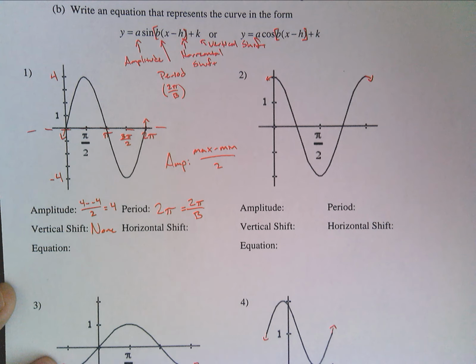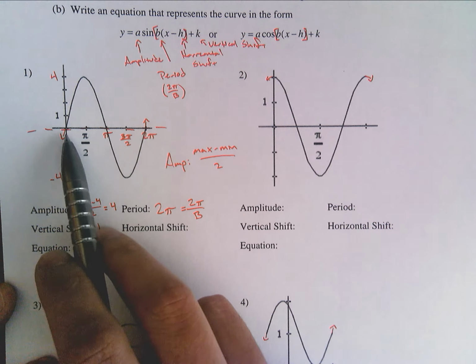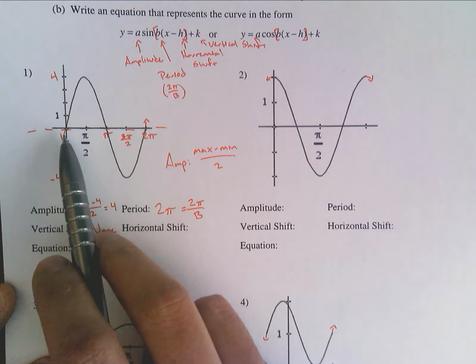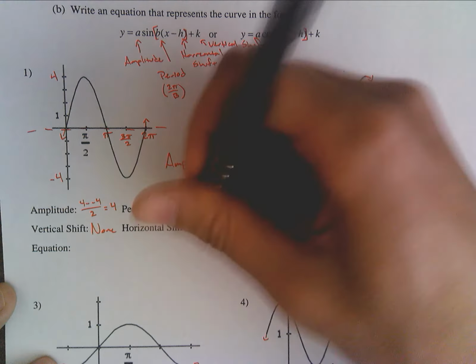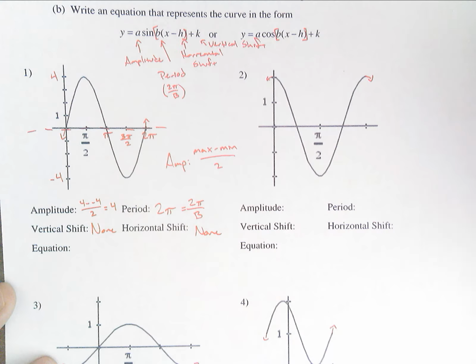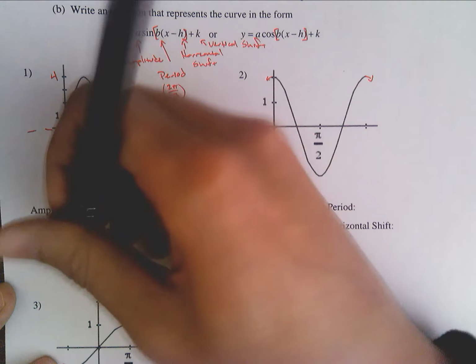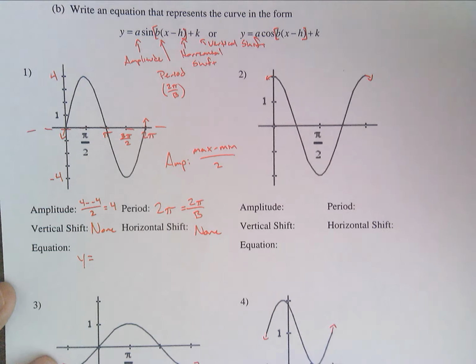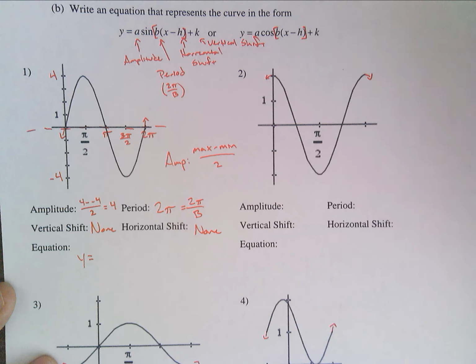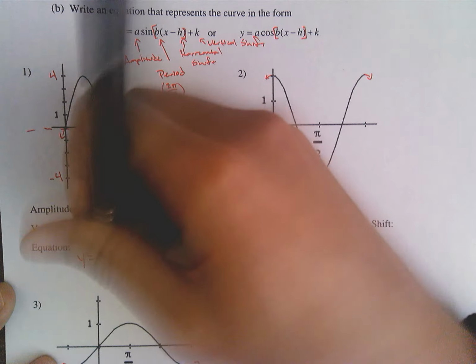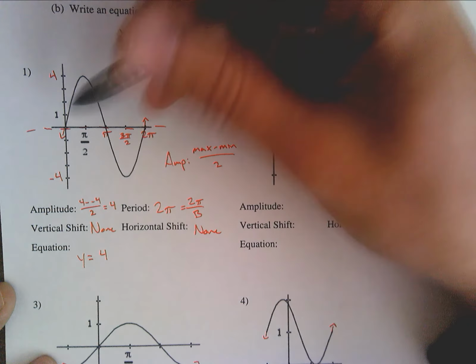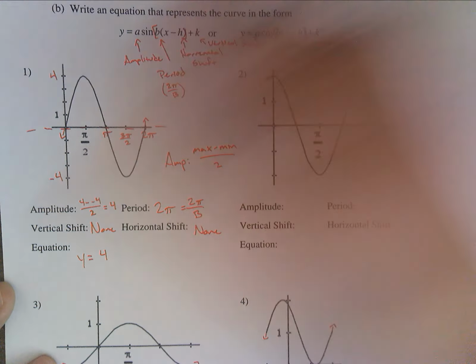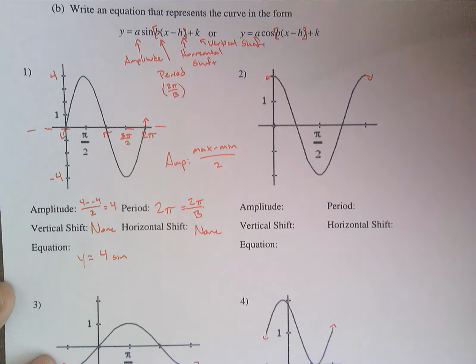Our horizontal shift, well, again, we're starting at 0, so the beginning of our first cycle isn't shifted right or left at all, so we do not have a horizontal shift. So let's go ahead and write an equation. We're going to write it in the form y equals, our amplitude a is 4. This is a positive sine curve. We start at the midline and then go up and hit our max, so we're going to write sine. Our period is 2 pi.